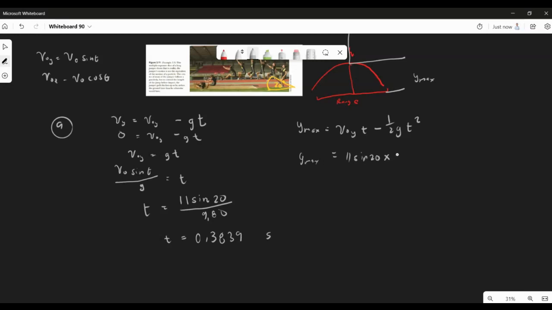And now we have the time. It's 0.3839 minus half times 9.8 times 0.3839 squared. Okay, so that'll give us the total of how high the guy jumped. Is that clear to everyone?